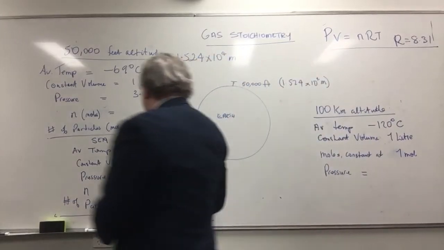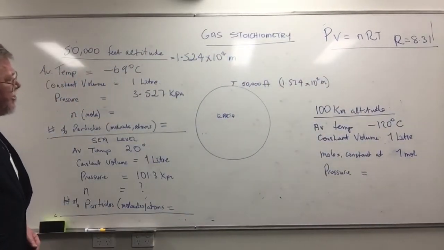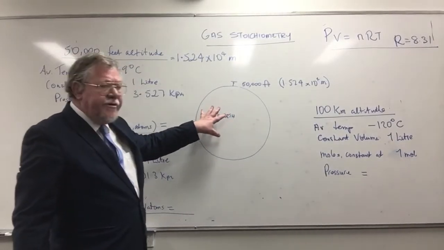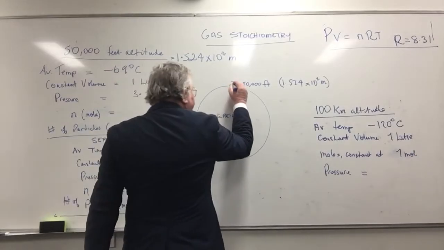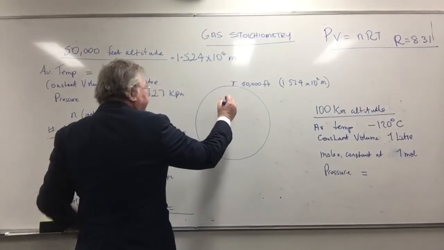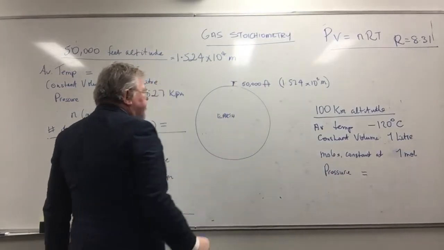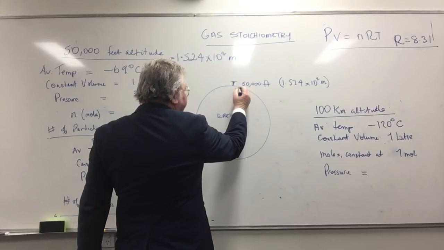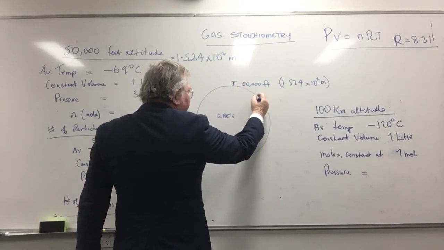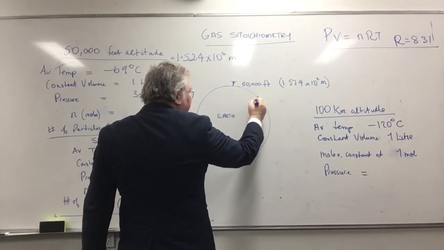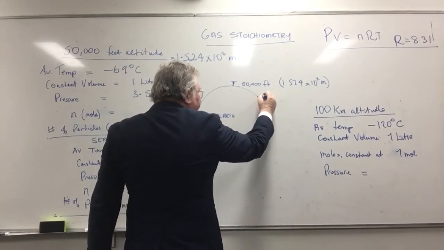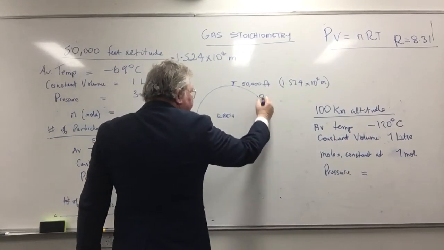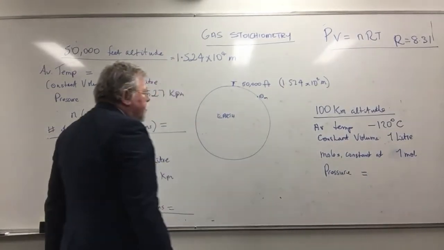Okay, now just having a look at this graphic over here, that'll be the Earth, and we are looking at this height. So example 1 is 50,000 feet, or 1.524 by 10 to the 4 meters, and then we've also got sea level, which will be 0 meters.